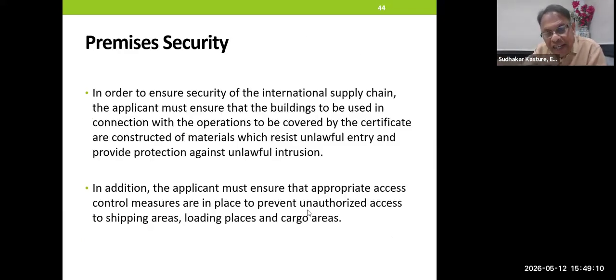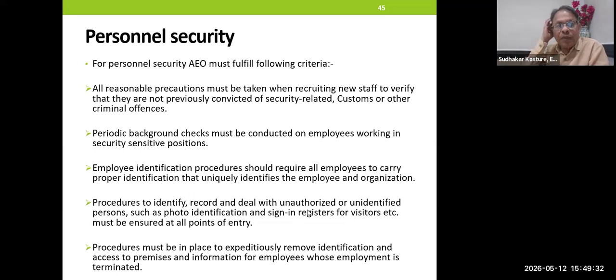और ये किस स्टैंडर्ड, इंटरनेशनल स्टैंडर्ड में कैसे होनी चाहिए, इसके लिए मैंने कुछ स्लाइड्स बनाई हैं. Premises security, ensure security of international supply chain, ensure buildings to be used in connection, warehouse कैसा होना चाहिए, to restrict unlawful entry, etc. Personal security, personnel should be trained. These are the guidelines given for them.